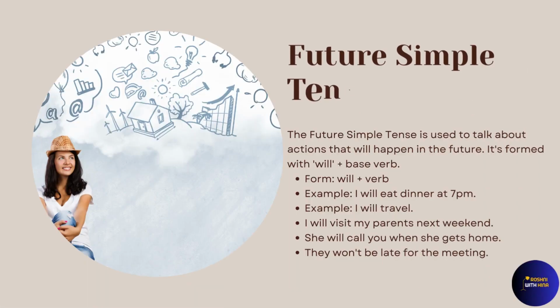Future simple tense. The future simple tense is used to talk about actions that will happen in the future. It's formed with will plus base verb. Form: will plus verb. Example, I will eat dinner at 7 p.m. Example, I will travel. I will visit my parents next weekend. She will call you when she gets home. They won't be late for the meeting.